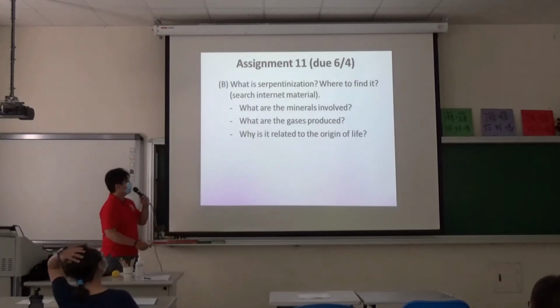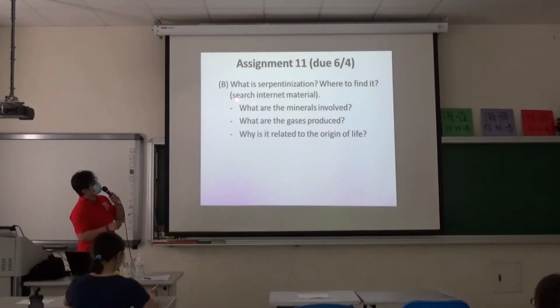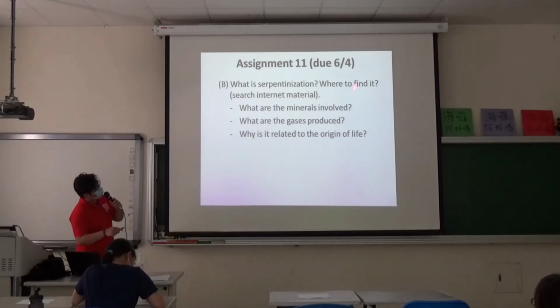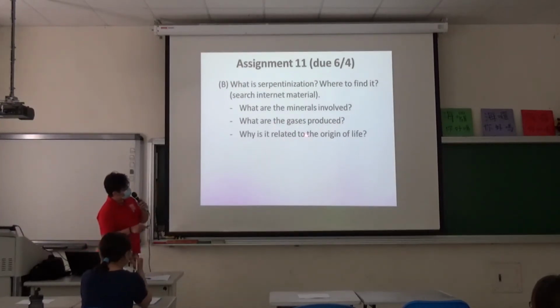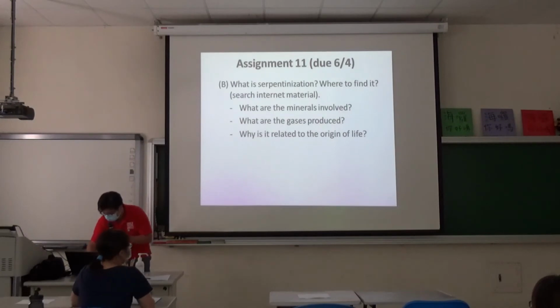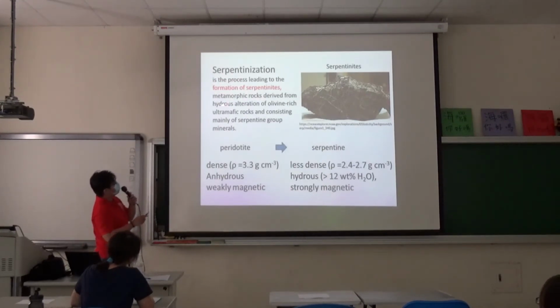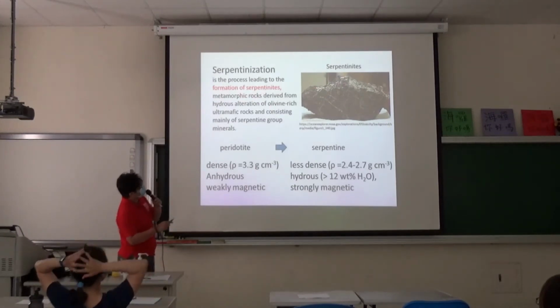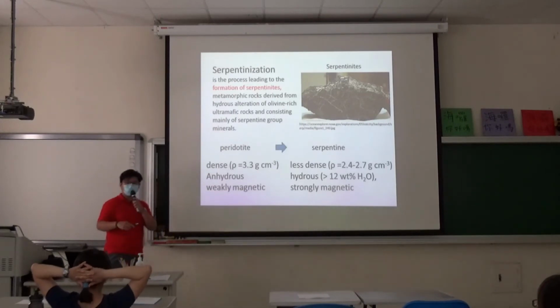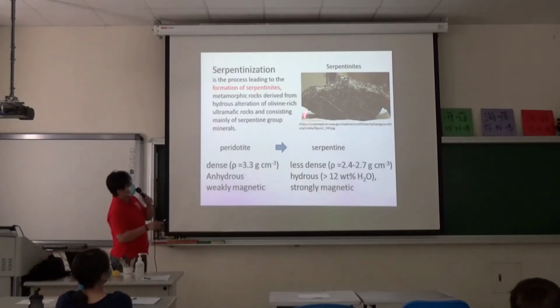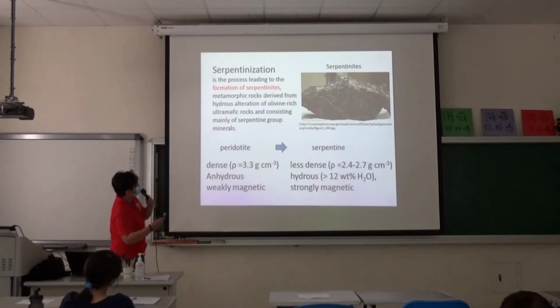Okay, so our assignment is: what is serpentinization and where to find it, what minerals are involved, what gases are produced, and what is its relation to the origin of life. First, serpentinization is the process that leads to the forming of serpentinite, just like this. So this is a picture of serpentinite.